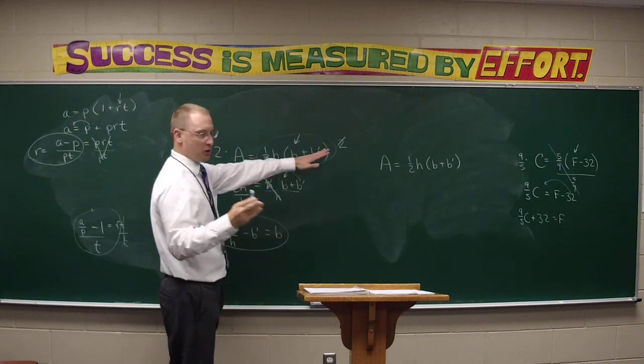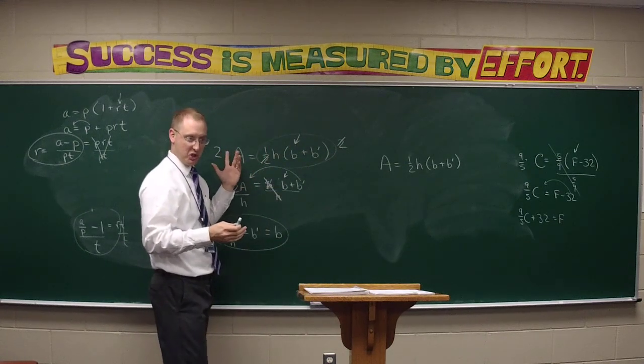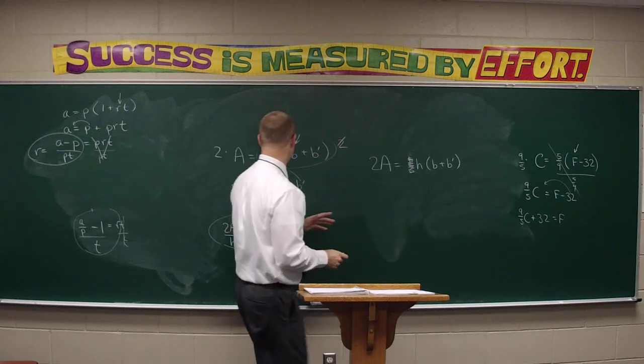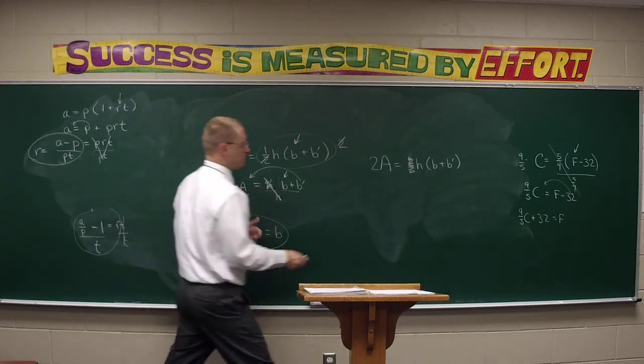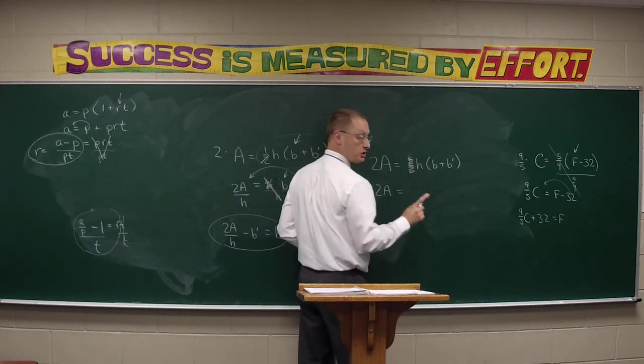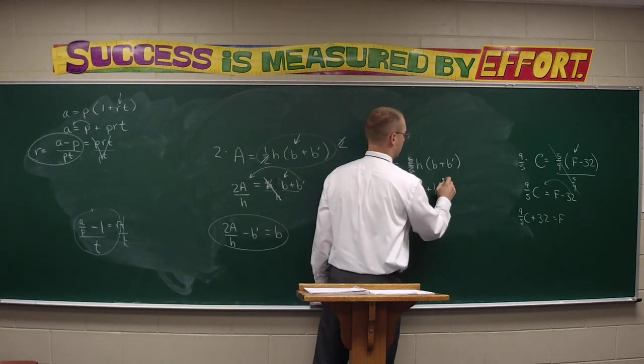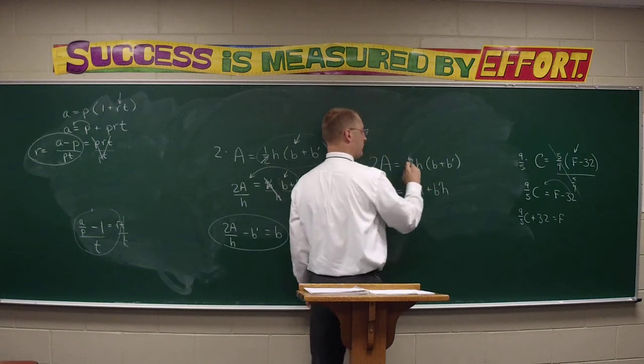Right. I assume you still would have started perhaps by multiplying the 2, right? So let's get rid of the 1/2. But then instead of dividing the h as Genesis did, distribute the h. To get 2a is equal to... there we go, still solving for the b right here.